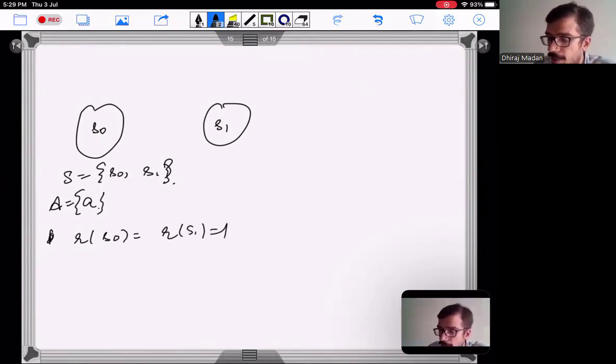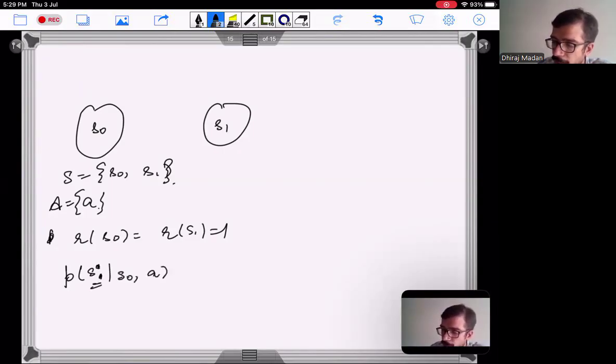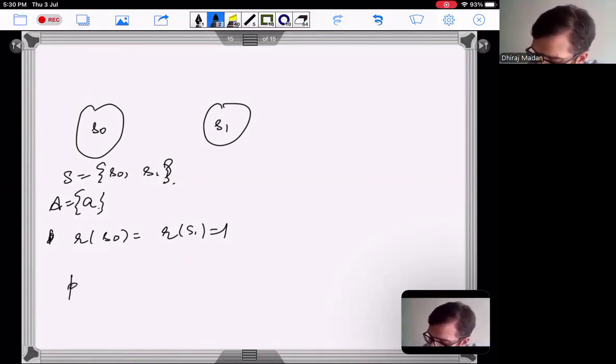Okay. And how do I define my transitions now? I define my transitions as P of... let me just have deterministic transitions. So P of S1 given S naught and A. I need to define the distribution of the next state given the current state, which is S naught.